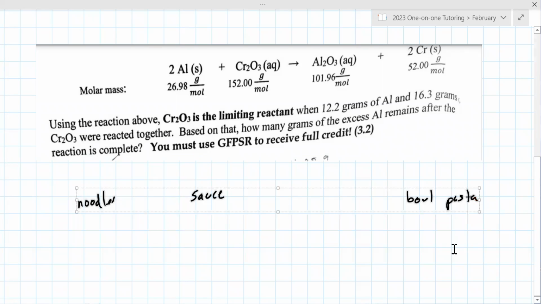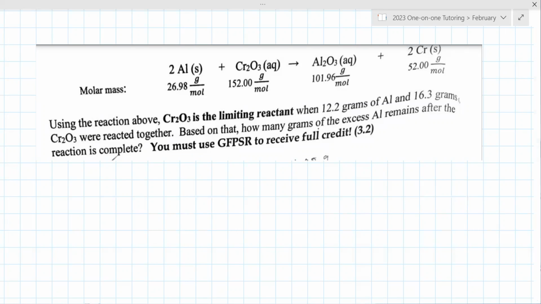Now, in terms of the actual mechanics here, you start with the limiting one. They're being kind here and telling you the limiting one; usually you have to figure that out, and maybe that comes in the next problem. We start with 12.2 grams aluminum, like you have here, and then we convert to moles. You always go to moles. And three significant figures there, so your final answer has three significant figures.